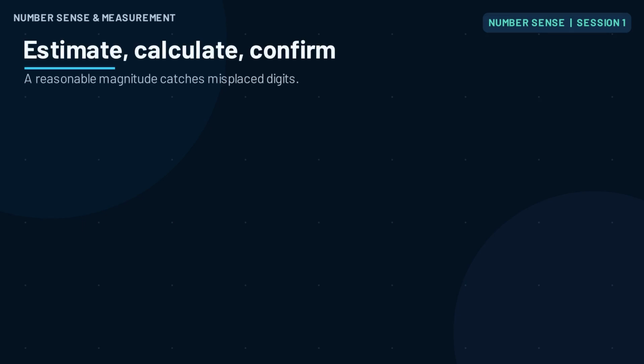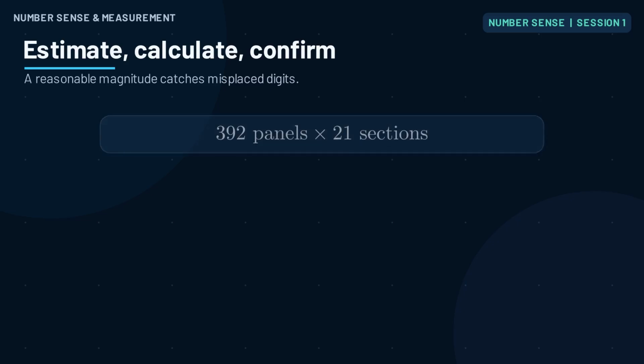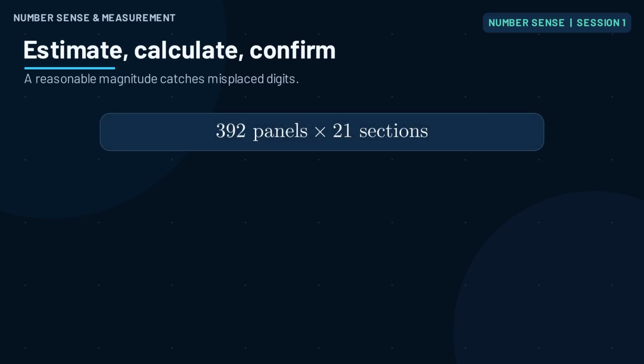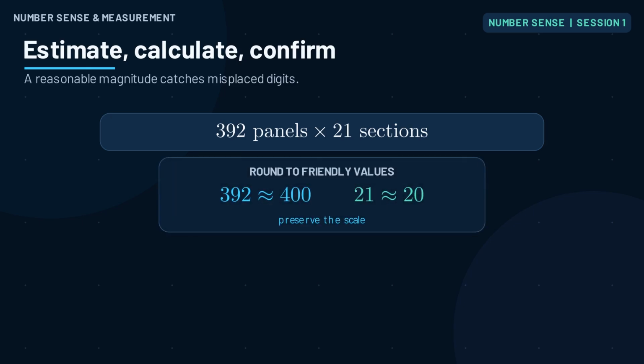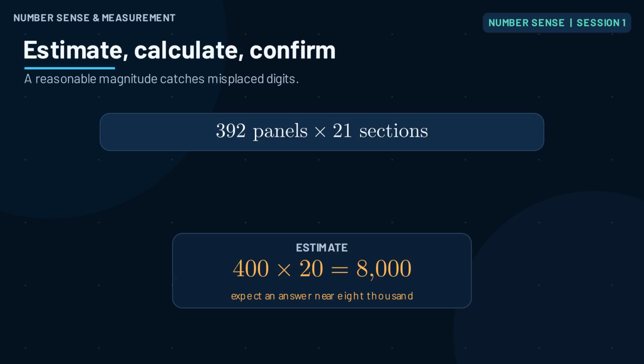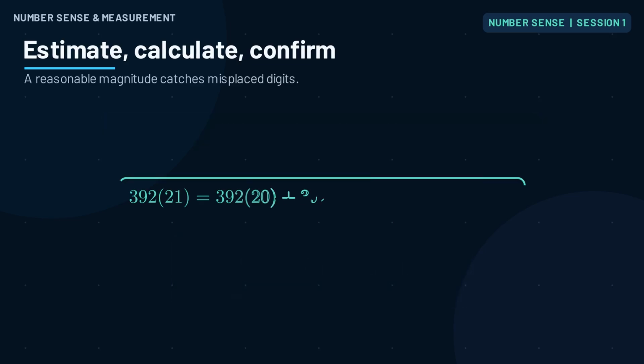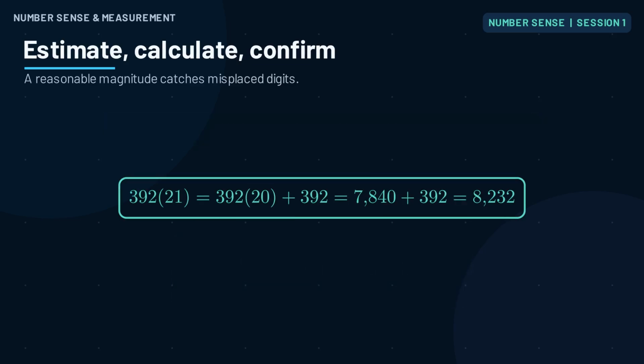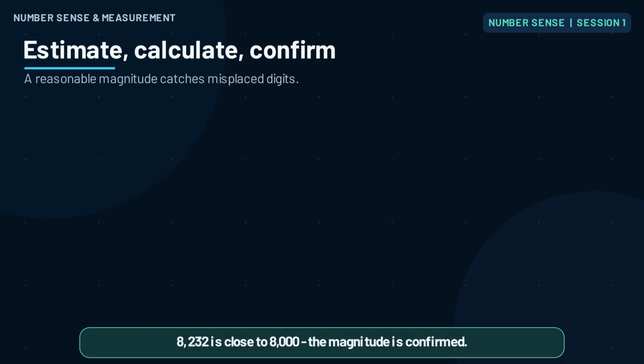Estimation is a control tool, not a guess. Suppose a project needs 392 panels for each of 21 sections. Round 392 to 400 and 21 to 20. 400 times 20 is 8,000, so the exact answer should be close to 8,000. Now calculate. 392 times 21 equals 392 times 20 plus 392, which is 8,232. The estimate confirms the magnitude.